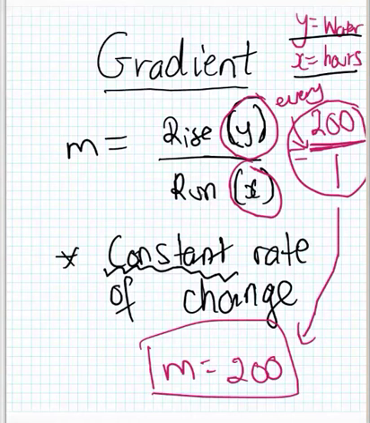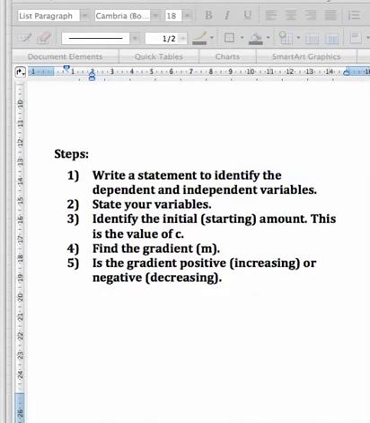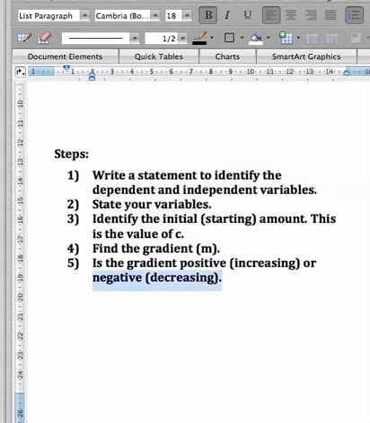Now, if I just stopped here, we would have made a mistake. The next step that we have to follow, step 5, is extremely important, and a lot of students forget this. Is the gradient positive? So is something increasing, or is the gradient negative? Is something decreasing? That's how you can tell if the gradient will be negative or positive. If you're gaining something or increasing in value, then obviously that's positive. If you're losing, then that's going to be negative, and decreasing means losing.